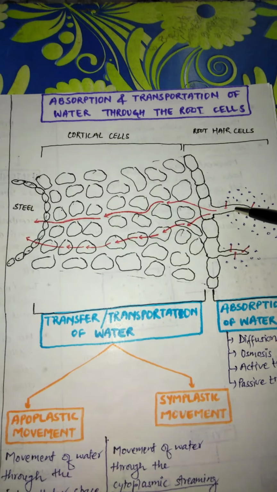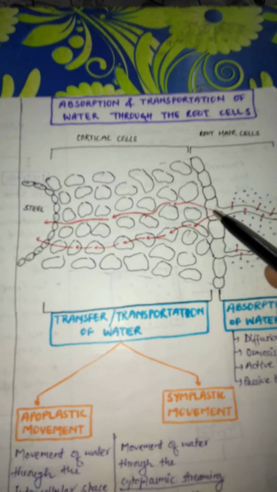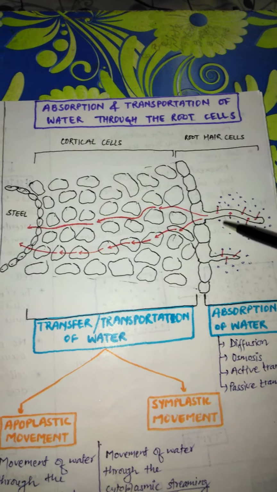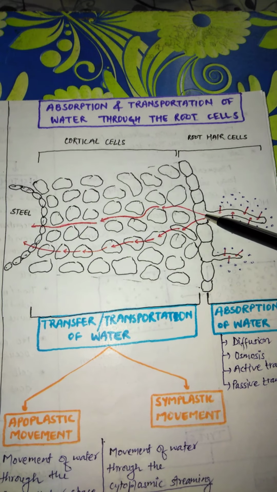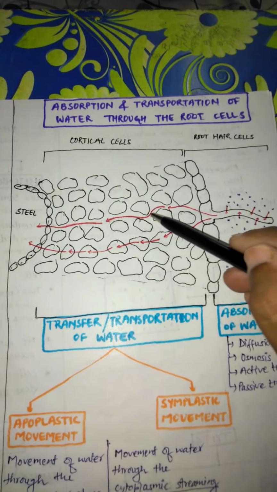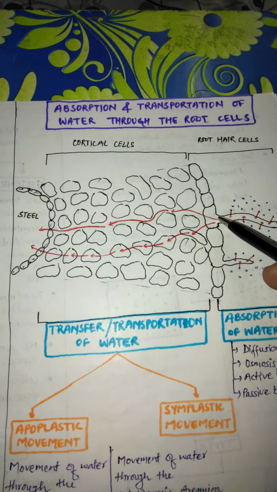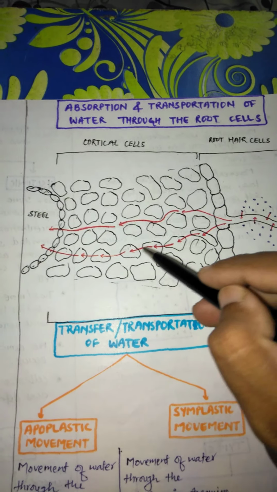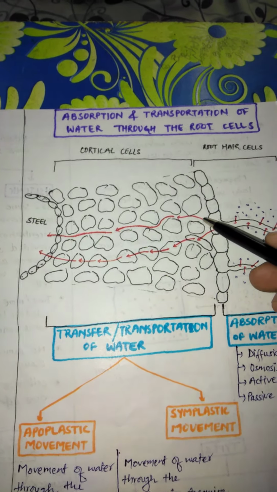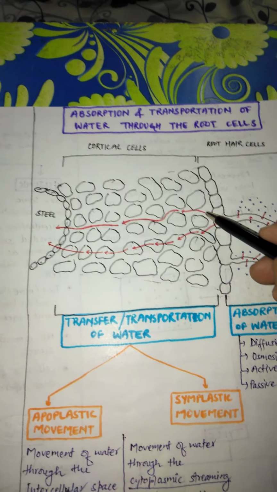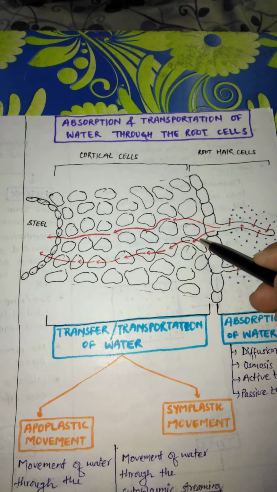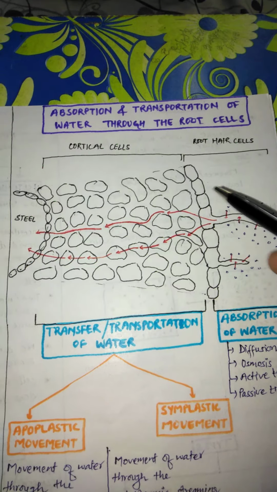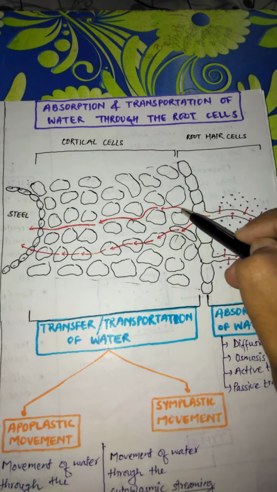After the absorption of water, the next process is the transportation of water. First the root absorbs water through the root hair cells, and then this water is transported across the cells. The transportation occurs in two pathways: the apoplastic pathway and the symplastic pathway. We will discuss these in detail today. First, the apoplastic pathway.